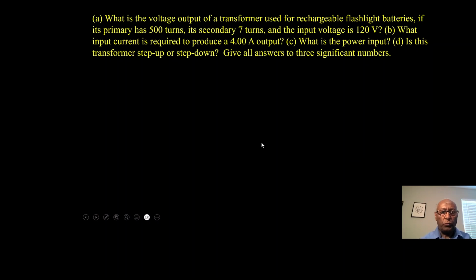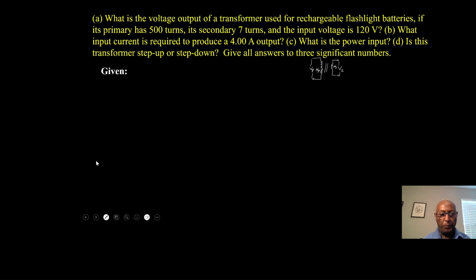What is the voltage output of a transformer used for rechargeable flashlight batteries if its primary has 500 turns, its secondary 7 turns, and the input voltage is 120 volts? So what are we given here? Let's look at the schematic representation of the transformer as follows.